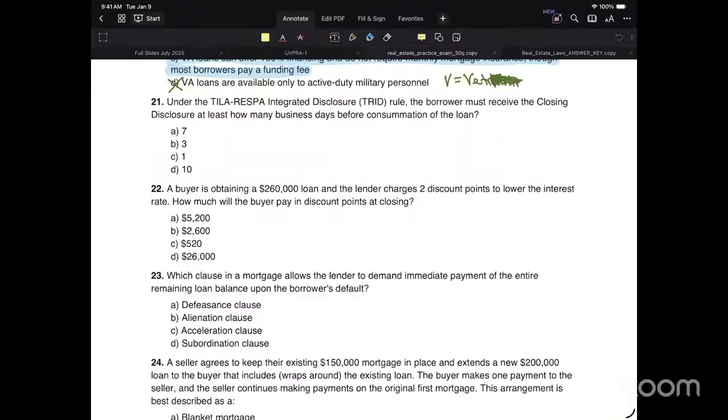21. Under the TILA/RESPA integrated disclosure, or TRID rule, the TILA/RESPA integrated disclosure.